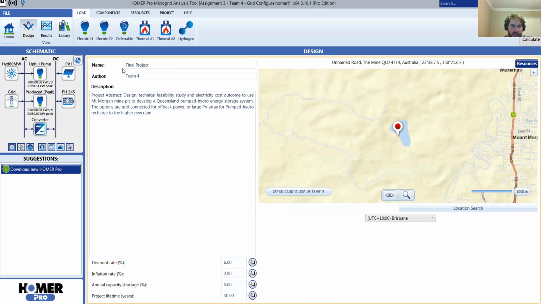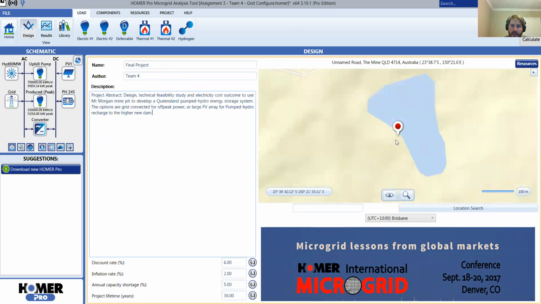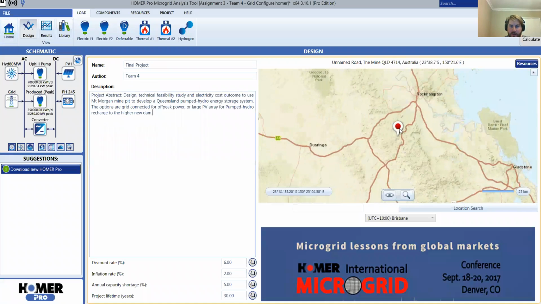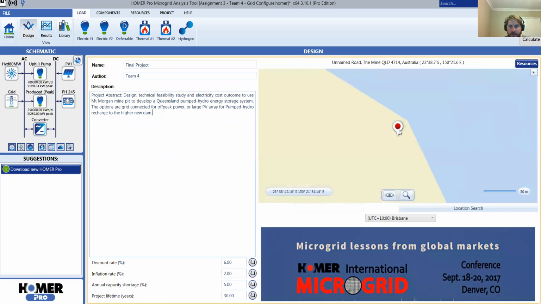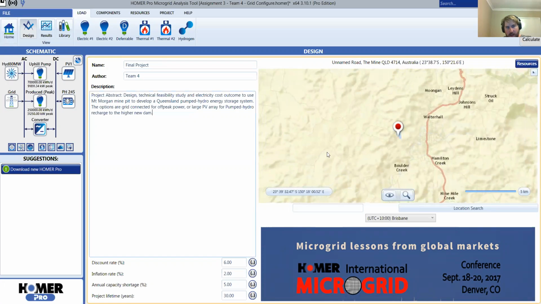So the name of the project is Final Project. The author is Team 4. I've just put the description in here, which is just copy paste from the PDF. The location is Mount Morgan Dam. It's got the coordinates there, if anyone wants to have a look. It's pretty much in the vicinity. They use this in NASA data.